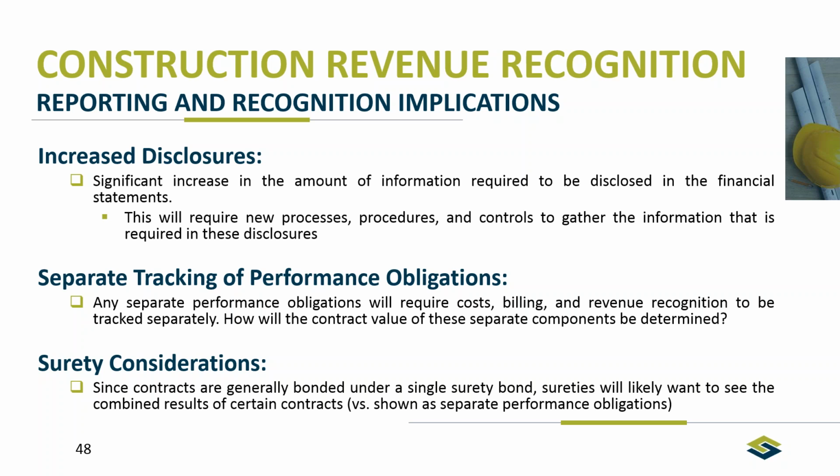Tracking of separate performance obligations. Any separate performance obligation is going to require costs, billing, and revenue recognition to be tracked separately on each of their contracts. And a question a lot of companies are going to have to ask themselves is, right now, do we have the capabilities to do something like that?